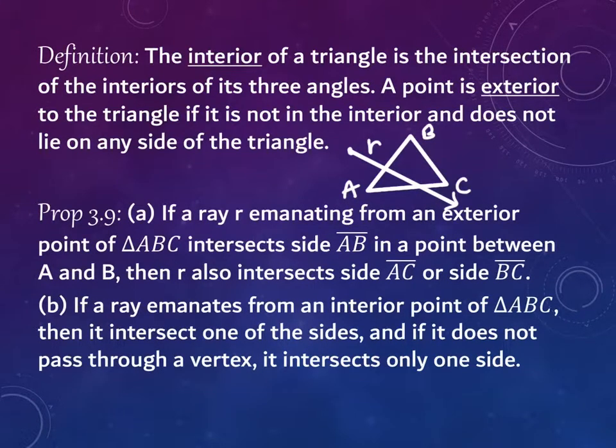The second part on here, part B, says if a ray emanates from an interior point of the triangle, then it intersects one of the sides. And if it doesn't pass through a vertex, it only intersects one side. That seems reasonable, right? If we have a point inside, and we draw a ray from that point, there's basically two options. We intersect a side, or we intersect two sides at once, which would be intersecting a vertex.